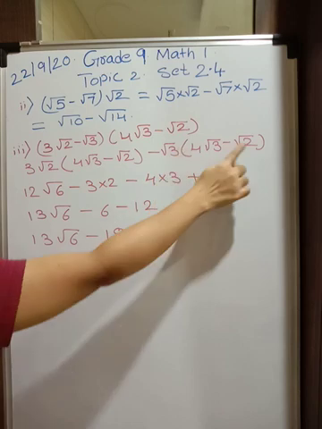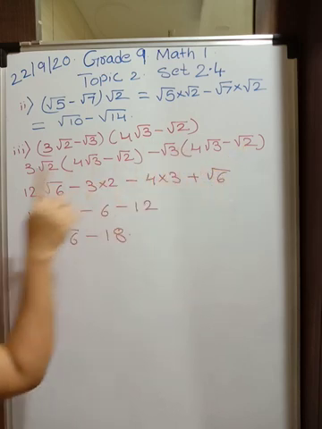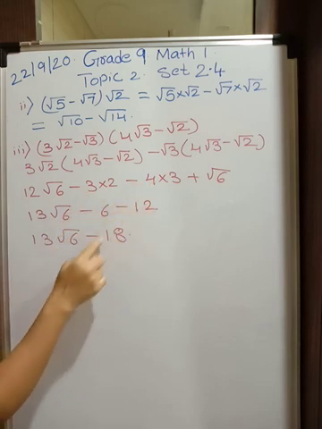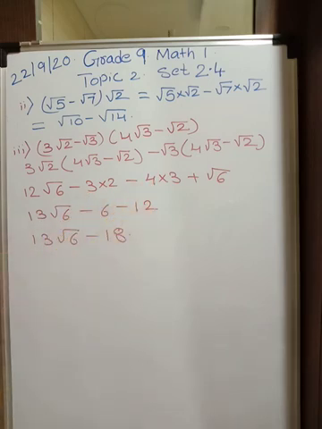Minus into minus is plus. Root 3 into root 2 is root 6. 1 root 6, 12 root 6 is 13 root 6. Minus 6 minus 12 is minus 18. Okay. So I hope it is clear. We'll stop. Thank you.